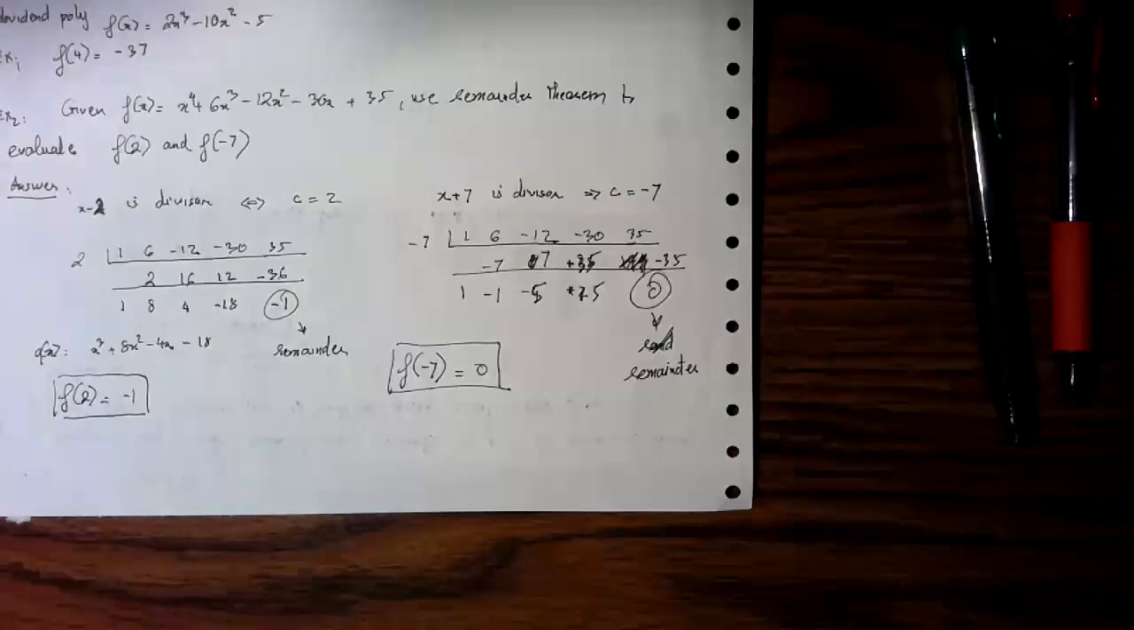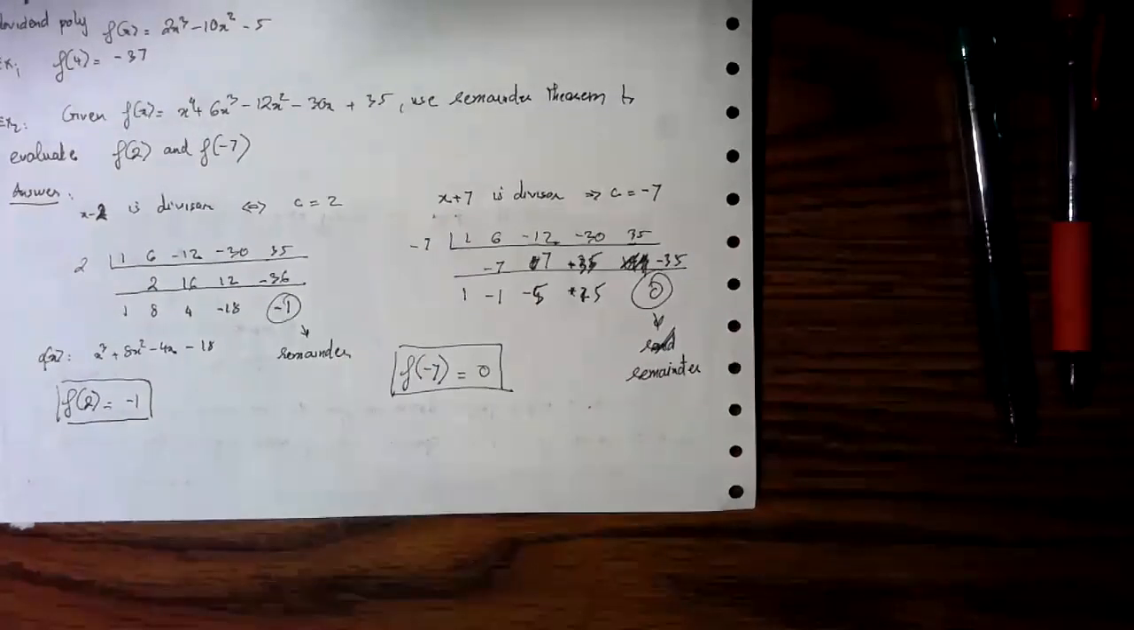Actually, Bezout came up with another theorem, and he said that every time you do synthetic division and the remainder is 0, it means what? It means that x plus 7 here is a factor of f(x).